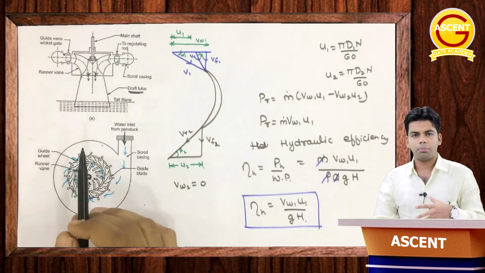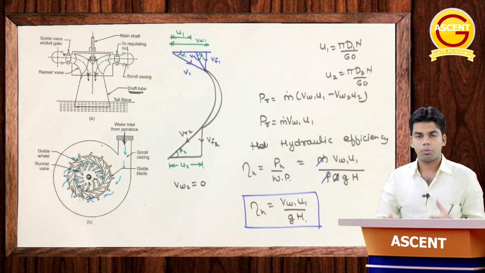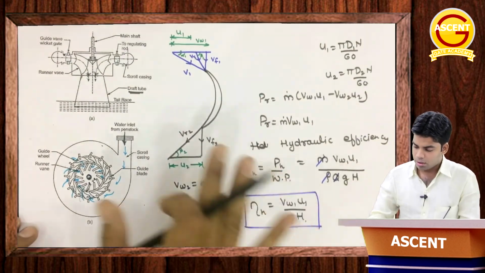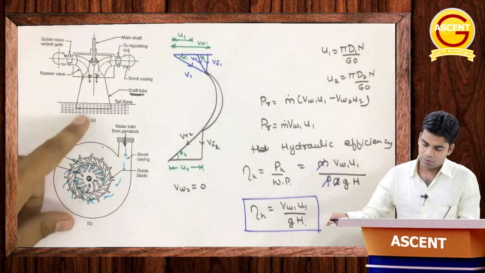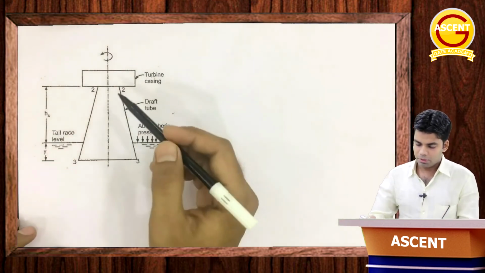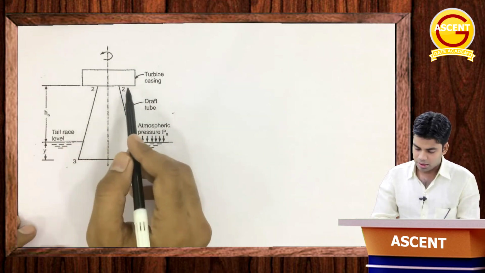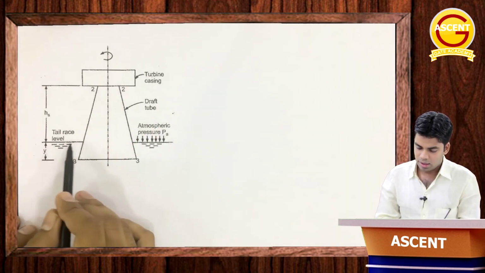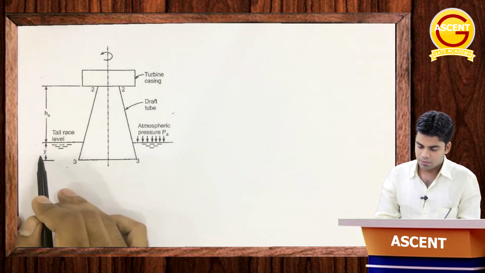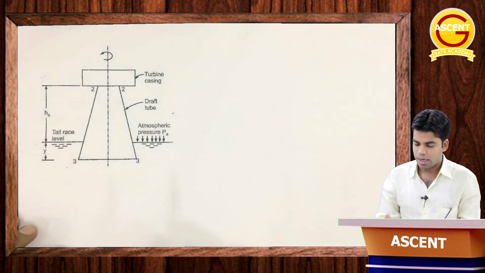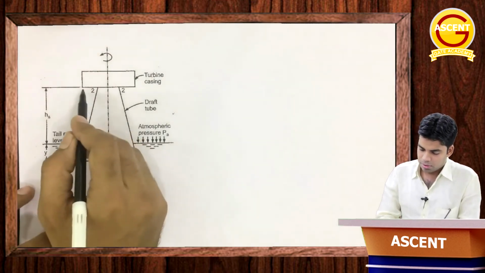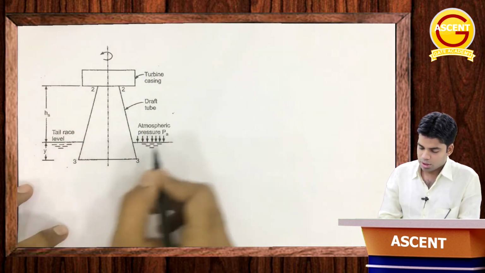Now coming to the analysis of the draft tube. I told you about the importance of draft tube, what actually the draft tube is and why it is needed in the reaction turbine. Now we will look into the mathematical analysis of this draft tube. So we have this draft tube, you can see here. The distance between the turbine casing and the tail race level is HS, and the draft tube opens at a further distance Y from the tail race.